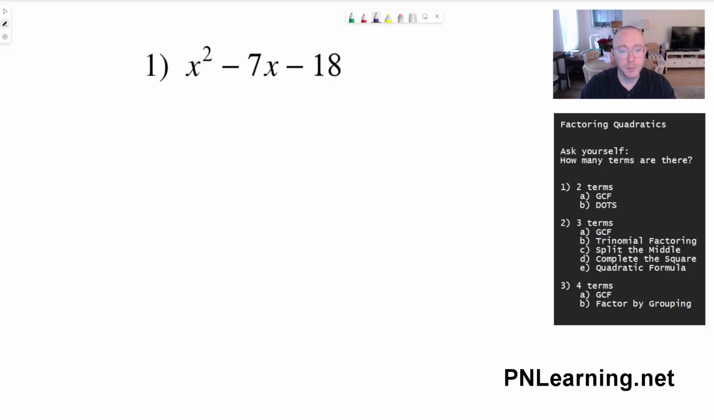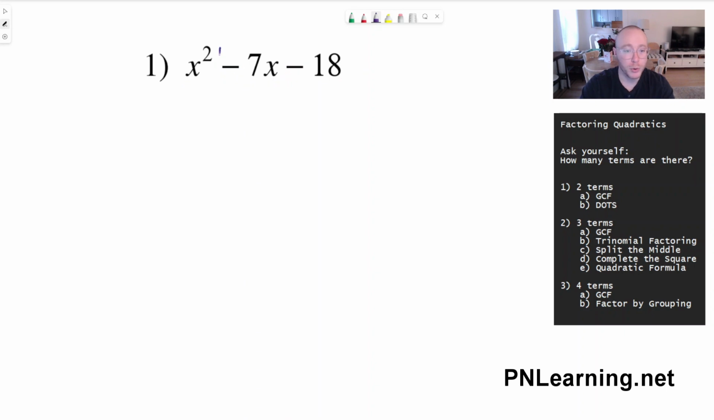Okay, so here's number 1. Let's ask ourselves, how many terms are there here? In order to figure out how many terms there are, you really have to look at how many plus or minus symbols there are. So for example, if you have 2 minus symbols here, you know that you're separating 3 different terms.